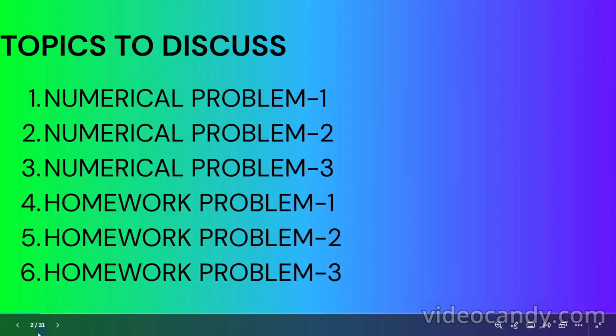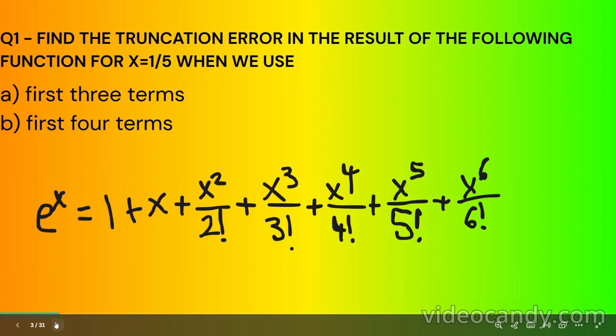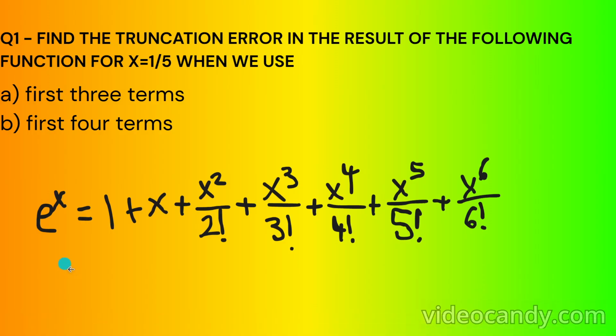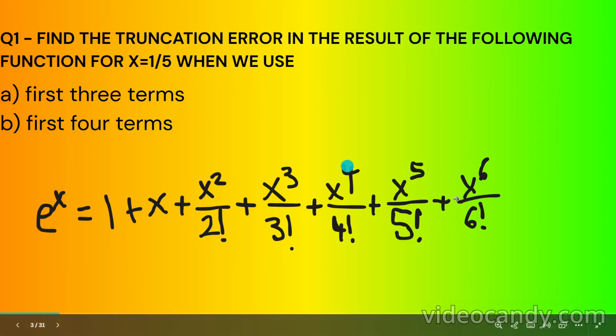Today I would like to discuss numerical problems 1 to 3 and homework problems 1 to 3. So let's discuss it. The first question is: find the truncation error in the result of the following function for x equal to 1/5 when we use the first 3 terms and the first 4 terms. So this is the question.